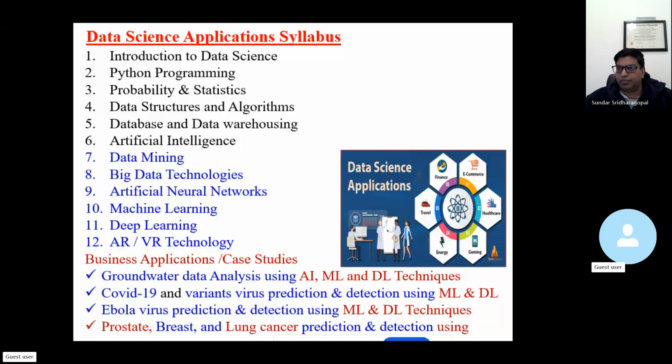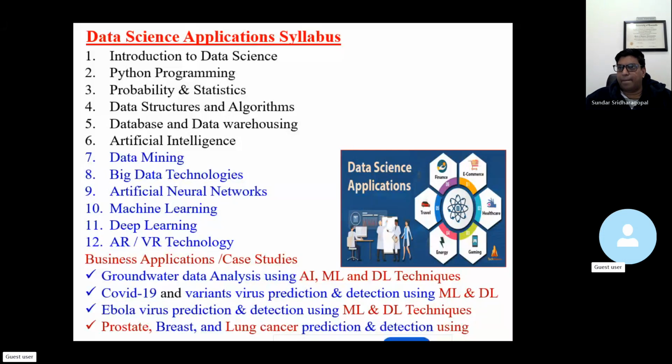Then real-time applications and case studies I am going to demonstrate: groundwater prediction and detection, and data analysis using various AI techniques. Then the recent pandemic situation, we have seen how the COVID-19 virus played in that pandemic situation. We are collecting text, images, CT scan images, X-ray images of patients, and we are predicting whether it is COVID-19 positive or negative or pneumonia.